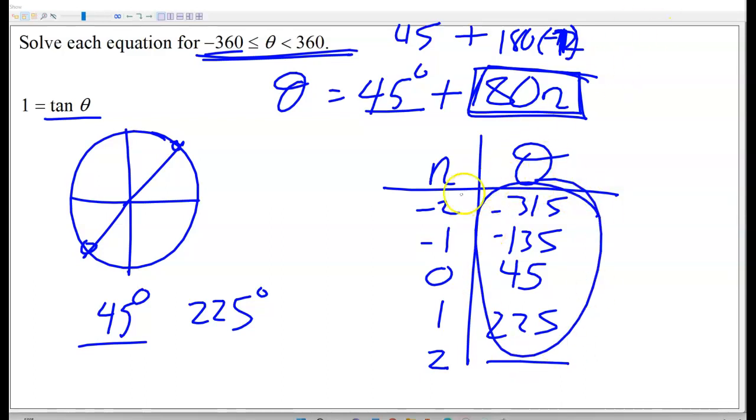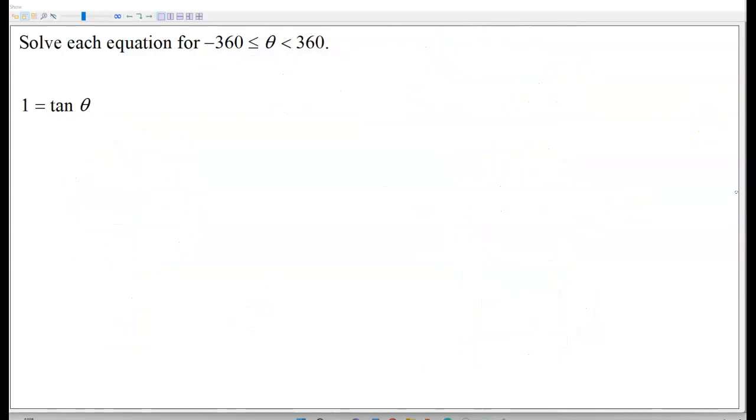Now you don't have to do this chart if you don't want to. Really what you could do is just start with 45 and keep adding 180 until you can't add 180 anymore, and subtract 180 until you can't subtract 180 anymore. You don't have to do the plugging in thing, but you can. It works either way. All right, let's go ahead and take a look at another one.